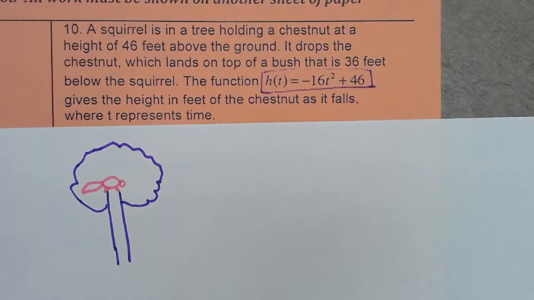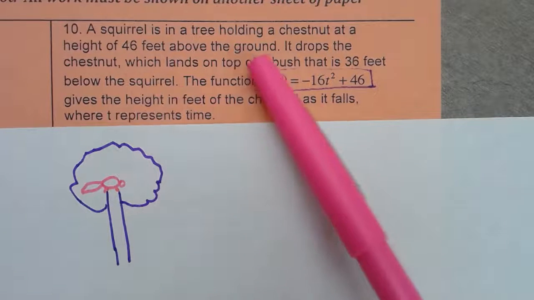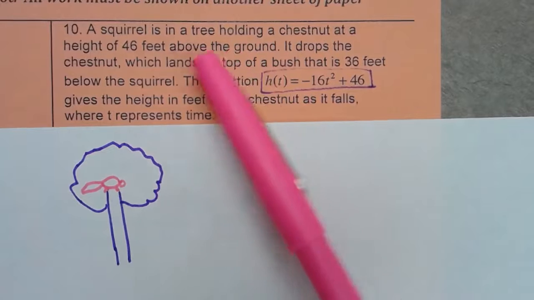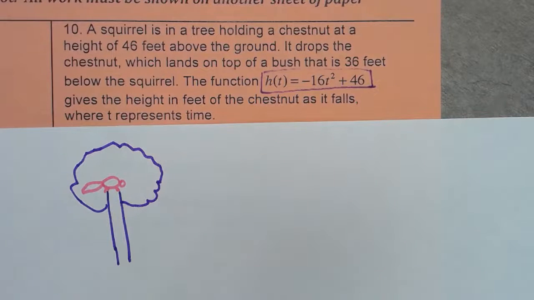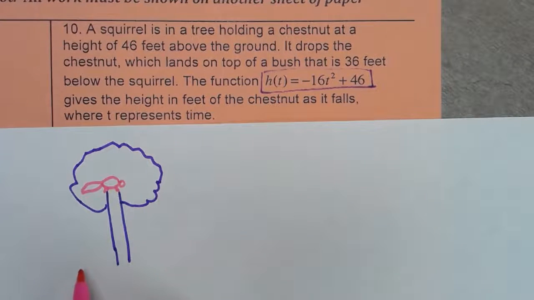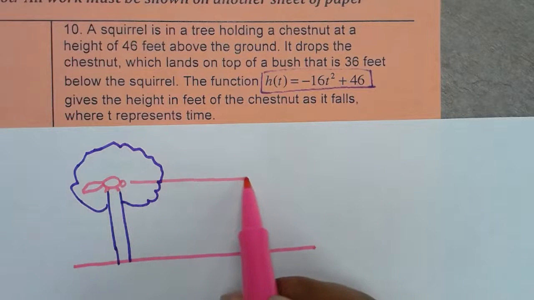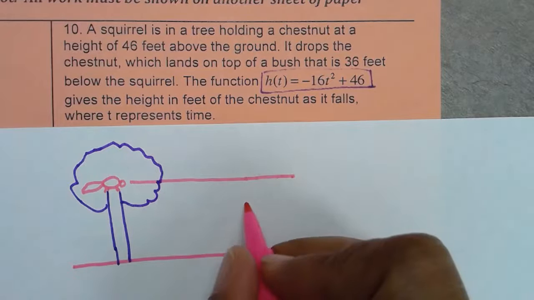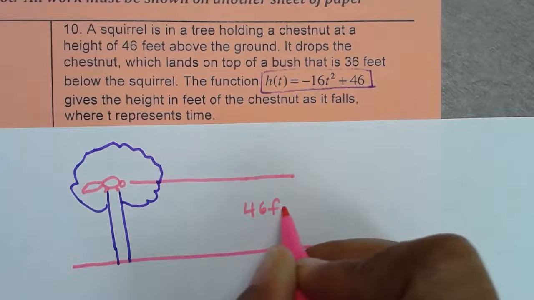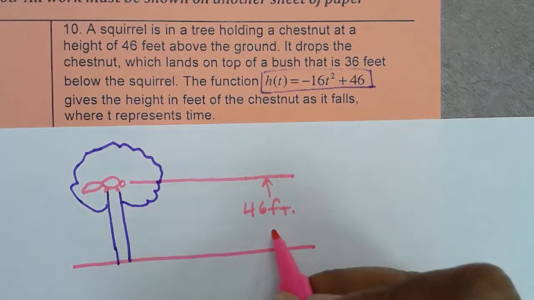And it says that this squirrel is in this tree, and it's at a height of 46 feet above the ground. So if this is the ground, this is my squirrel, then we're talking about the squirrel being 46 feet above the ground.